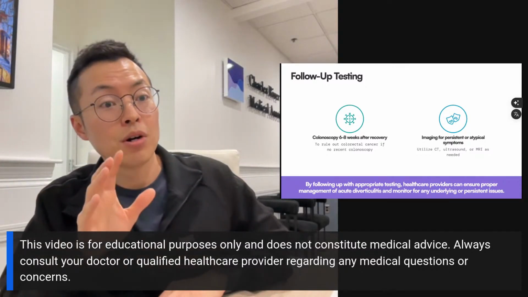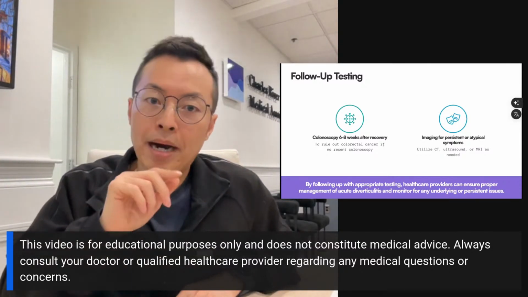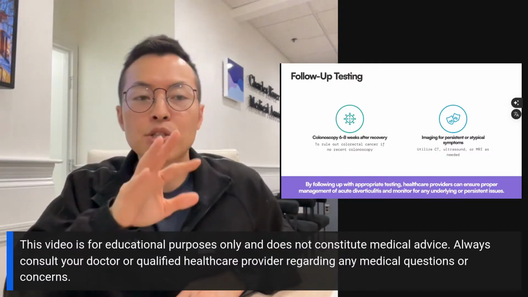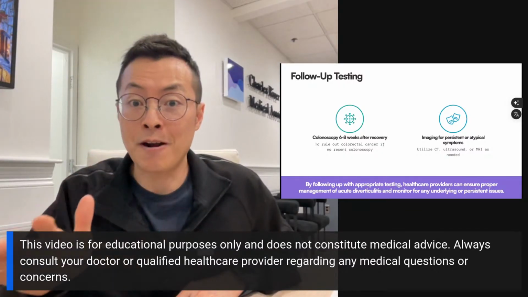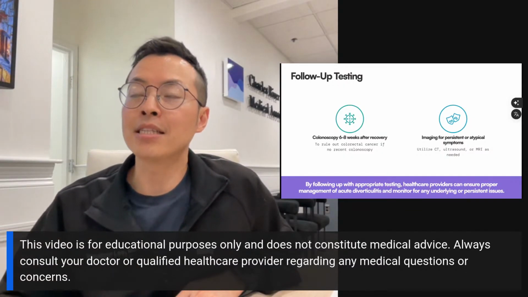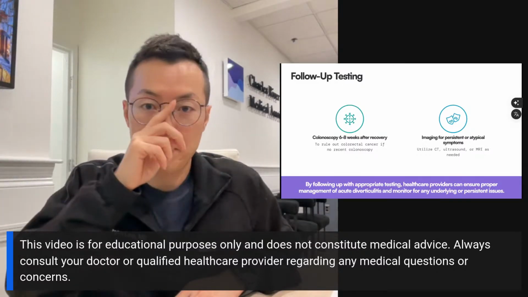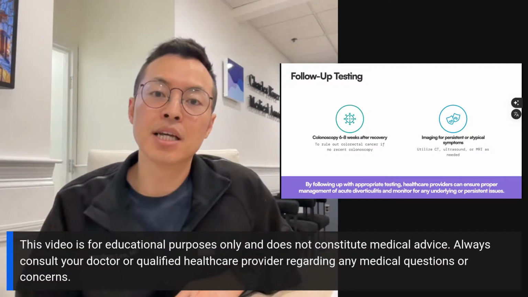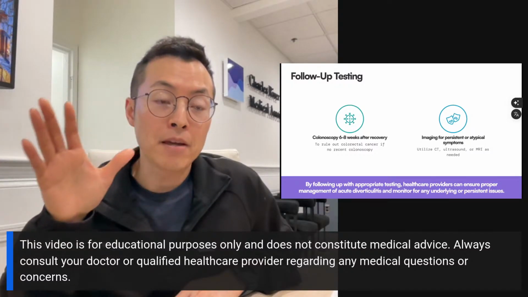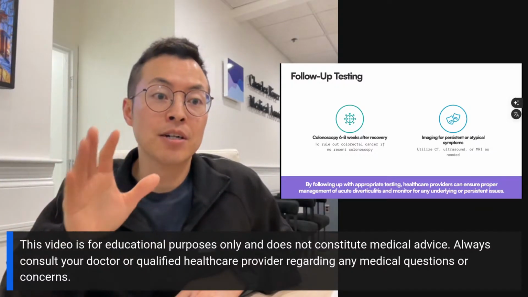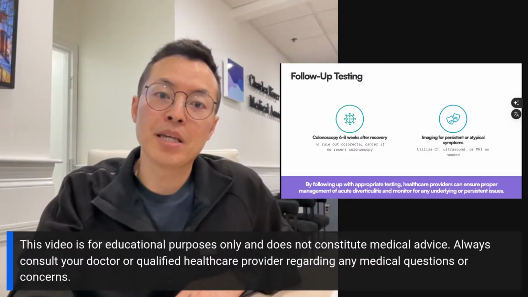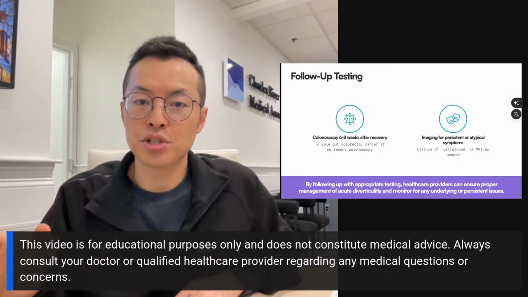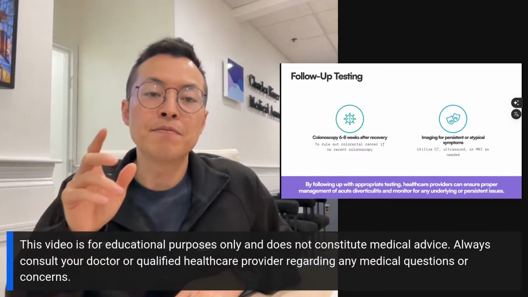We have to do a colonoscopy about 6 to 8 weeks after we fully recover, unless they had one done recently, because sometimes colon cancer could be the reason for this. We have to make sure there's no tumor or cancer related to this problem. This checks for other conditions like colon cancer.